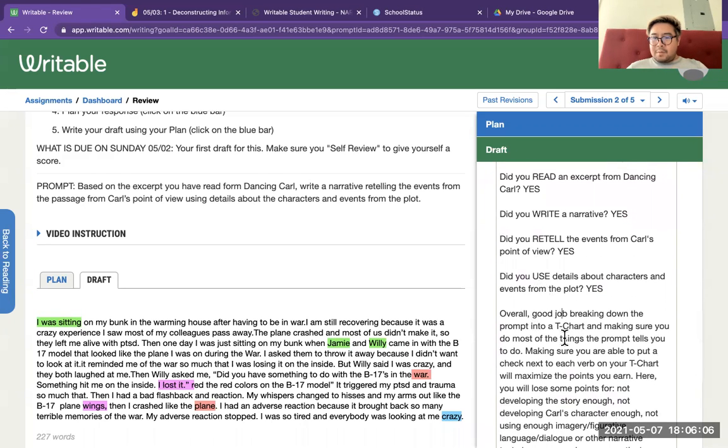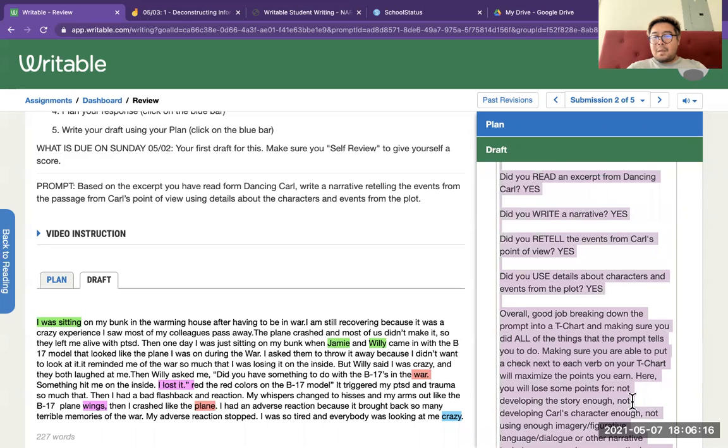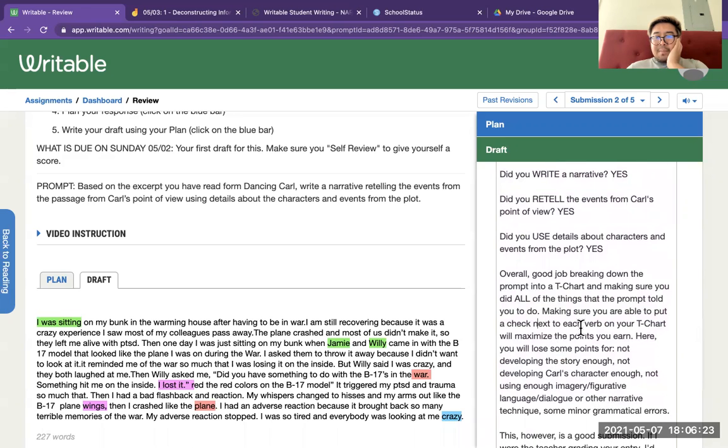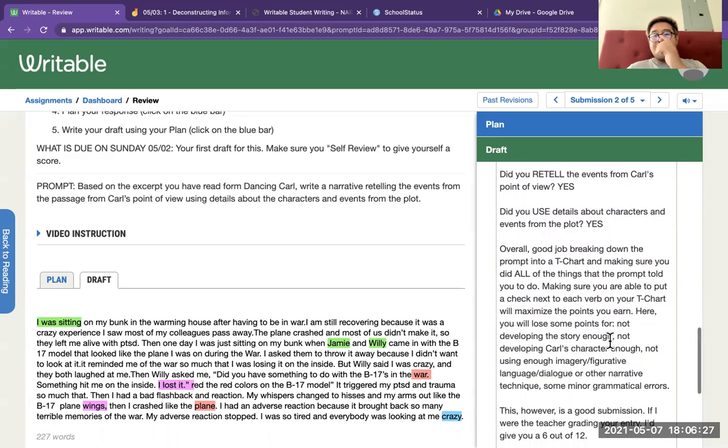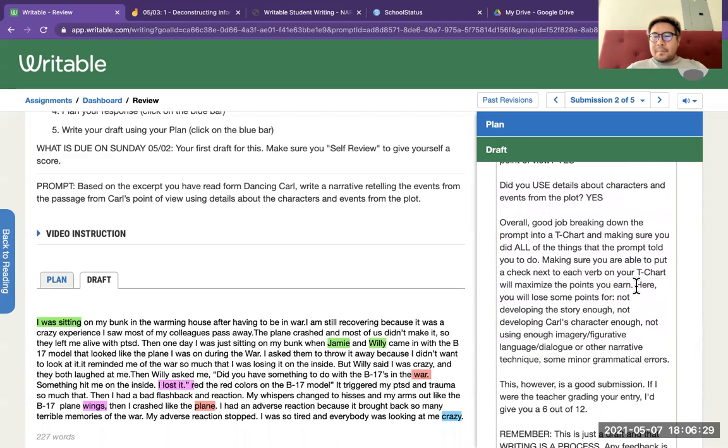No, you're making sure you did all of the things that the prompt told you to do. So making sure you're able to put a check mark next to each verb on your T-chart will maximize the points you earn.